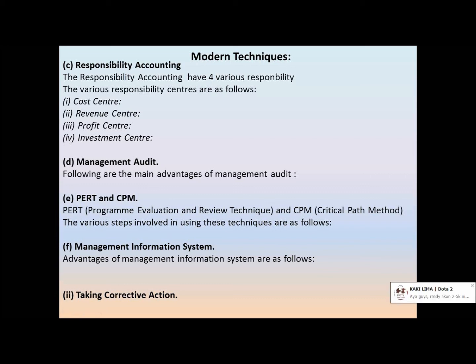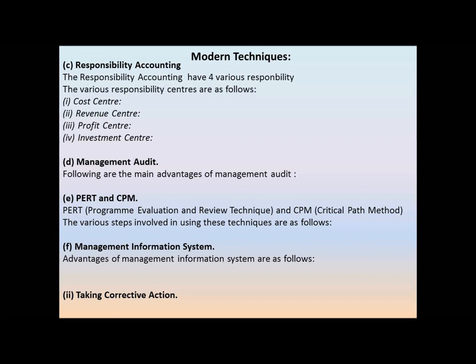PERT and CPM. PERT known as Program Evaluation and Review Technique, and CPM known as Critical Path Method. There are two important techniques used in both planning and controlling. These techniques are used to compute the total expected time needed to complete a project, and they can identify the bottleneck activities that have a critical effect on the project completion date. Such techniques are mainly used in areas like construction projects, aircraft manufacture, and shipbuilding.